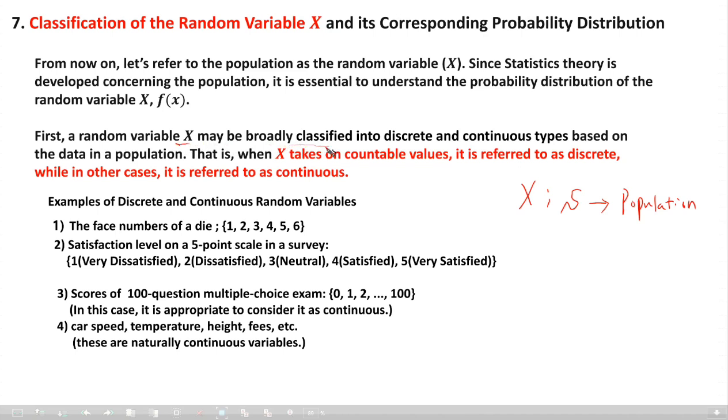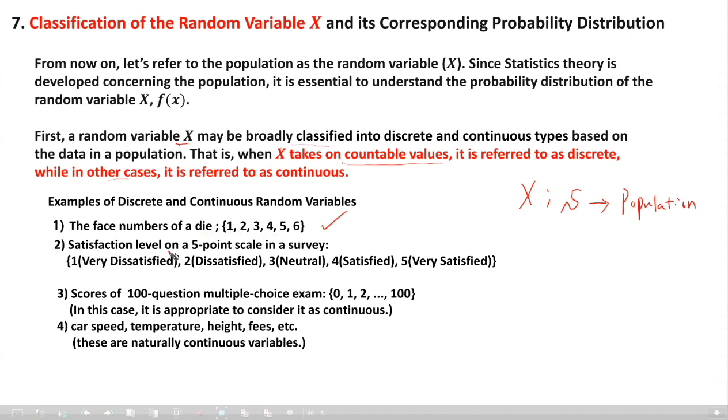X can be classified into discrete and continuous types. When x takes countable values, countable with fingers, okay, then it is discrete type. The other cases, otherwise, are left as continuous. Let's see some examples. Okay, face numbers of a die: 1, 2, 3, 4, 5, 6. How many? 6. Countable. Okay, this is a discrete type of random variable.